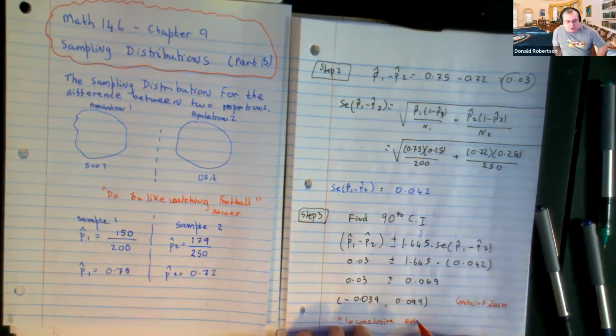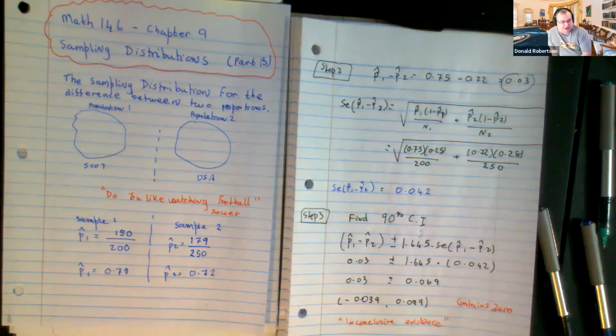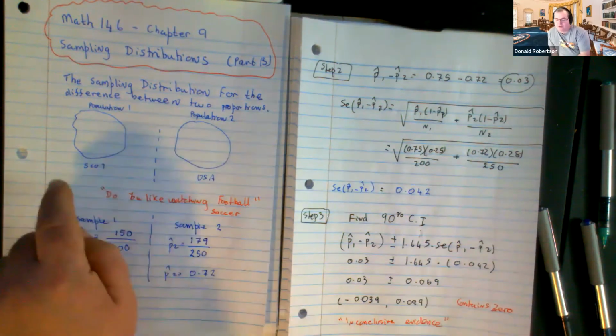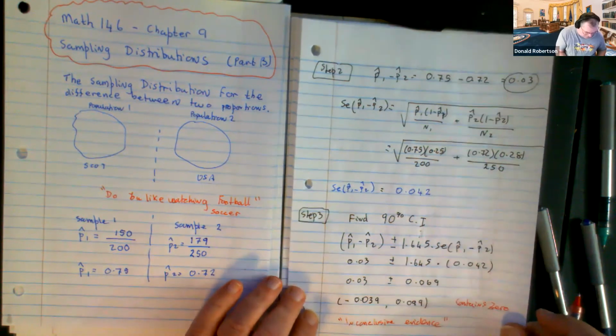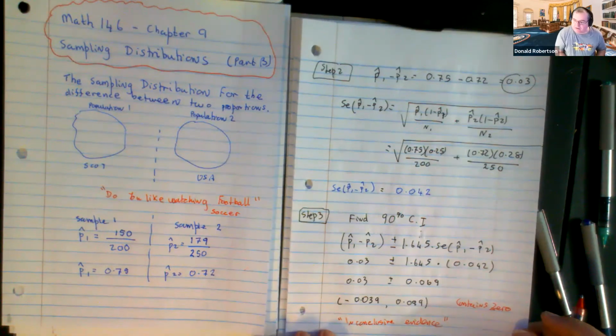So we couldn't honestly say that we've proved that Scottish people watch or like football more than Americans, because the difference between these two could easily just have happened with randomness, right? There's no evidence to prove otherwise. Are we cool with it?